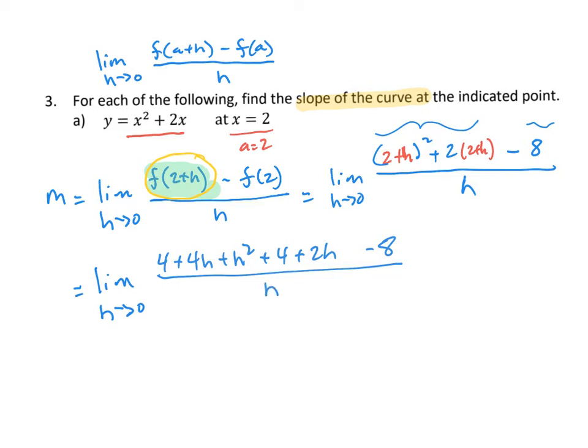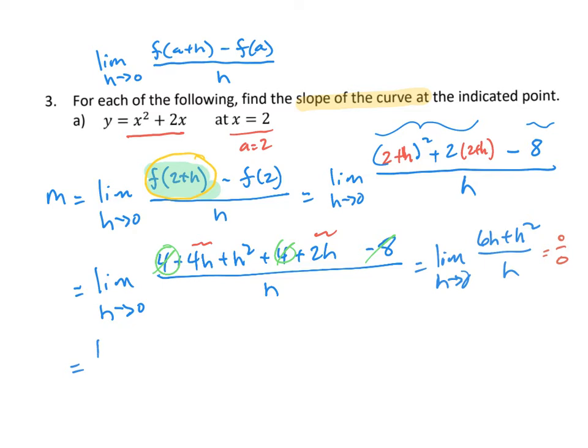Now, this 4 and this 4 add up to 8, so that's positive 8, which cancels out the negative 8. So stuff is canceling on me now. I also have some like terms. I have 4h and 2h, so that's 6h. So when I simplify this, I have 6h plus h squared over h. And just to double check here, because we've done a lot of work, when I plug 0 in, I still get 0 over 0. So I still have more work to do just to get to this slope.